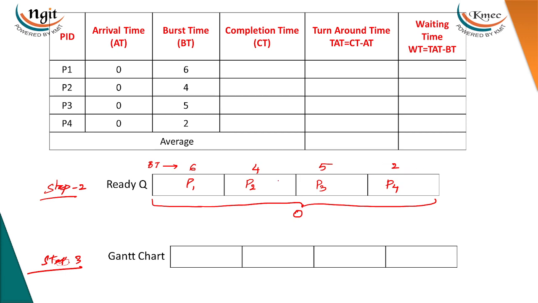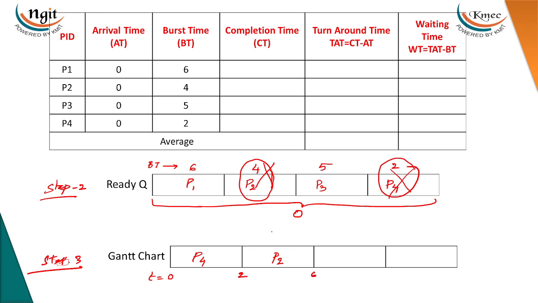Out of these four, at time t equal to 0, which process will be scheduled first? P4 will be scheduled first because P4 has the lowest burst time among these four processes: 6, 4, 5, 2. P4 is executed up to 2 units, at time t equal to 2. Then P4 execution is completed. Three remain: P1, P2, P3. Among them P2 has the minimum, that is 4. So we schedule P2 and it is executed up to 2 plus 4, 6.